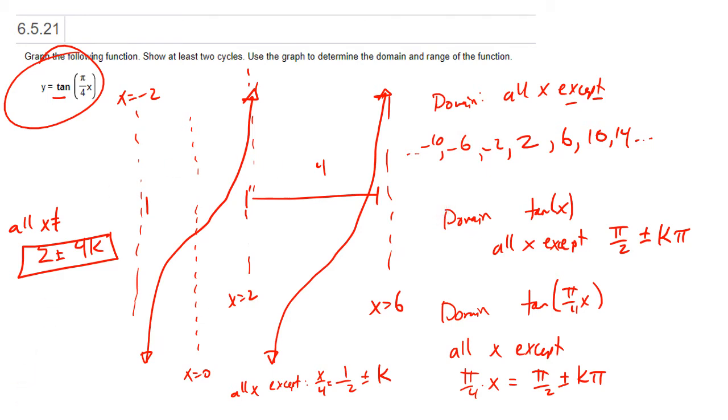What about the range? Well, the range is all the y values that you can get out. But look at just one period of the tangent function. It has 2 vertical asymptotes, one going off to minus infinity and one going off to infinity, so it hits all values of y in between. The range of a full period of tangent is always all numbers.